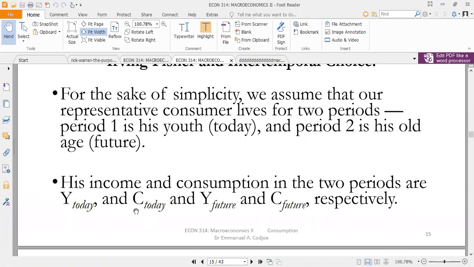Then we assume that consumption for the current period is C today. And the income for the current period is Y today. Okay, so if you see Y today, we are talking about current income. Then Y future is the income the person expects in the future, and C future is the consumption he expects to spend in the future.